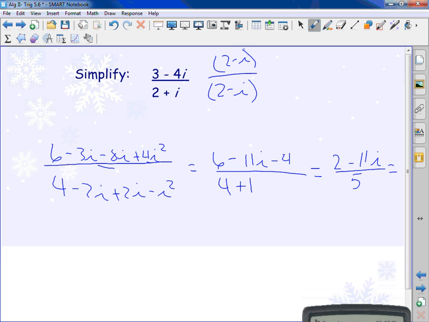I'm going to write it as a complex number. 2/5 minus 11/5 i. It's not on the bottom, it's out to the side. Try to write 11/5 i. Yes. I squared is negative 1. Okay? Negative 1 times 4 is negative 4.